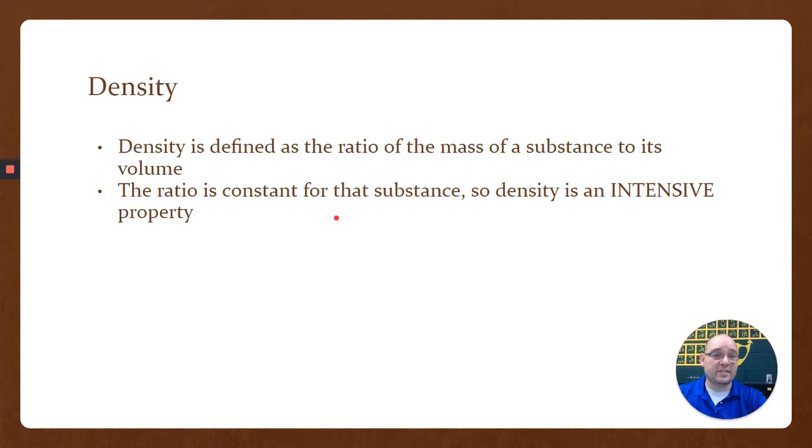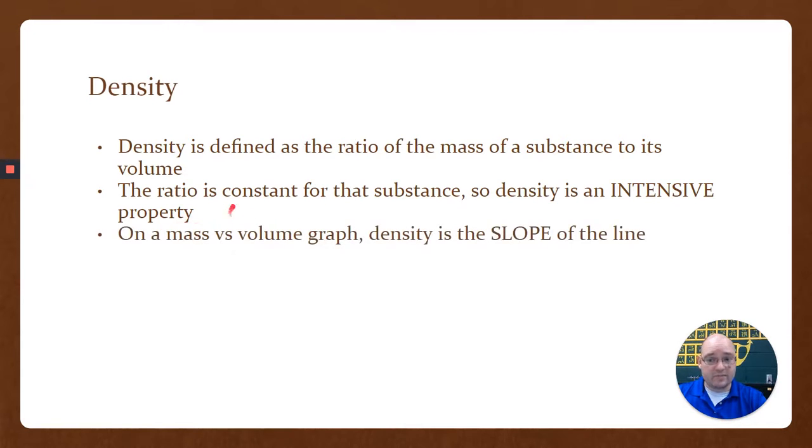We can say water has a density of 1 gram per milliliter. We know that whether we have a lake of water, an ocean of water, or just a teaspoon or a tablespoon of water, water has a density of 1 gram per milliliter. On a mass versus volume graph, density is always going to be the slope of that line. So mass versus volume would be, I have mass on my y-axis, volume on my x-axis, and the slope of my line, my rise over run, is my mass over my volume. And it will always be a straight line, which means it's constant.